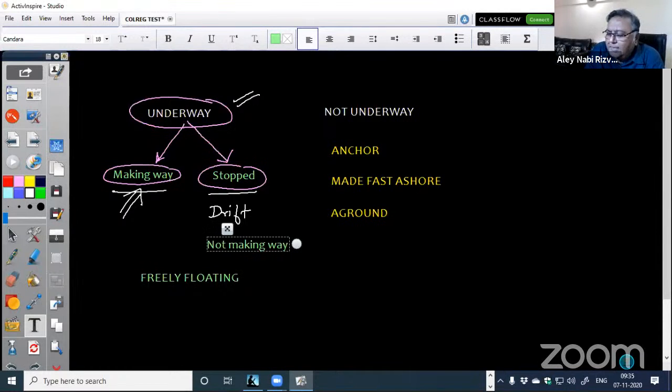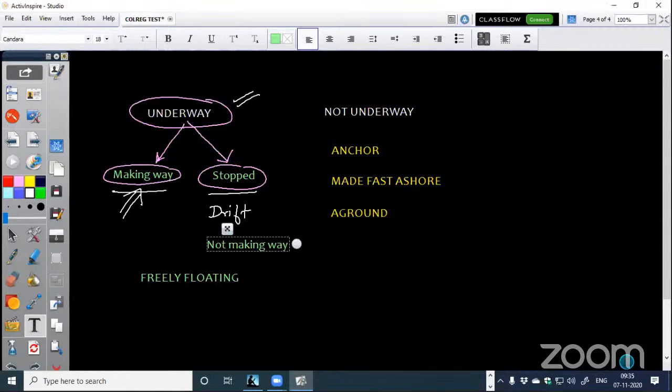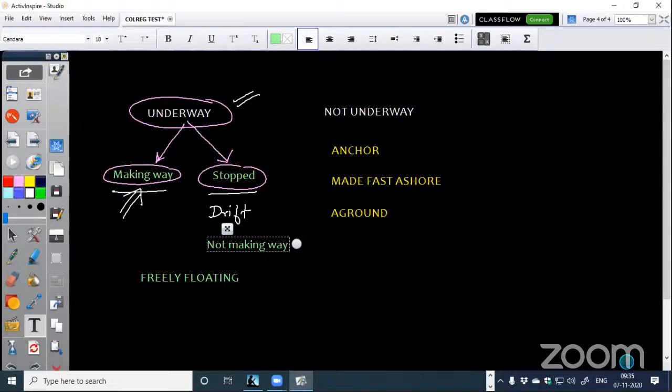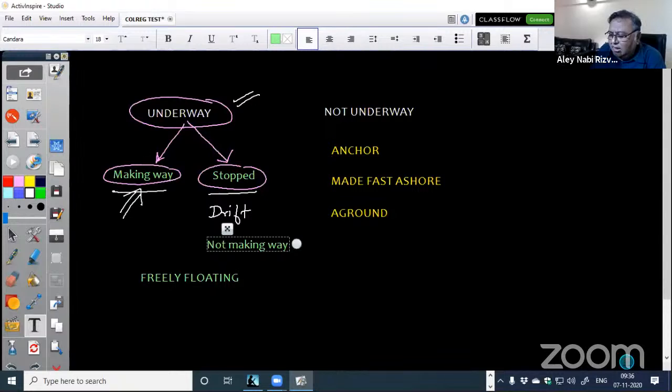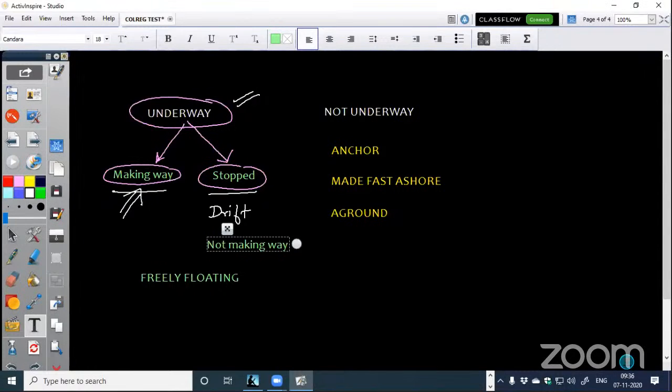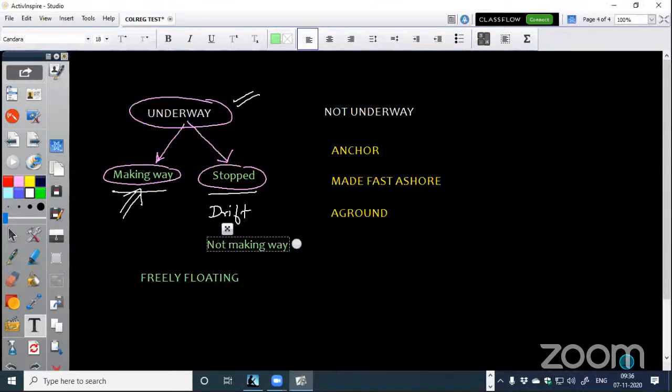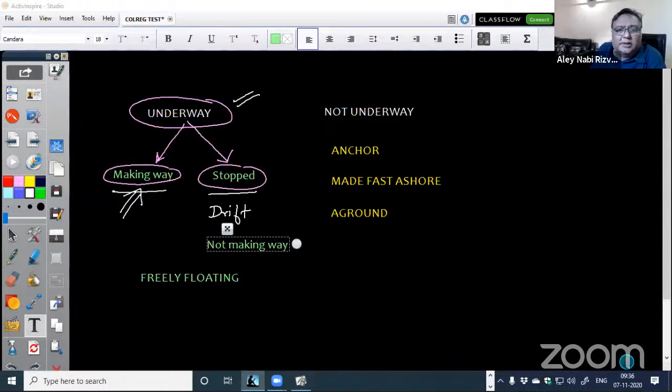Have you followed that? All right. Sir, can you tell one condition in which the vessel is underway but not making way? There is a condition where the vessel is underway but not making way. Vessel drifting. Engine not working. It just stopped. It's underway, but it's not making way. Clear? Raise the hand so that I understand.